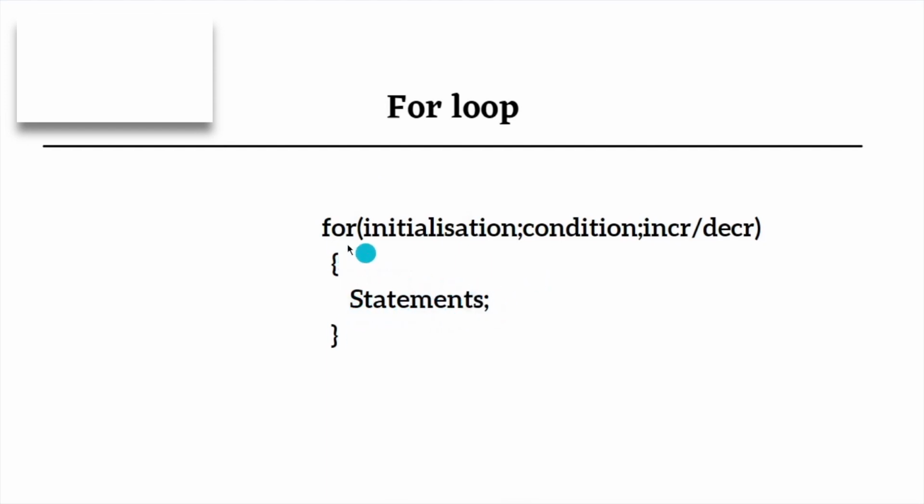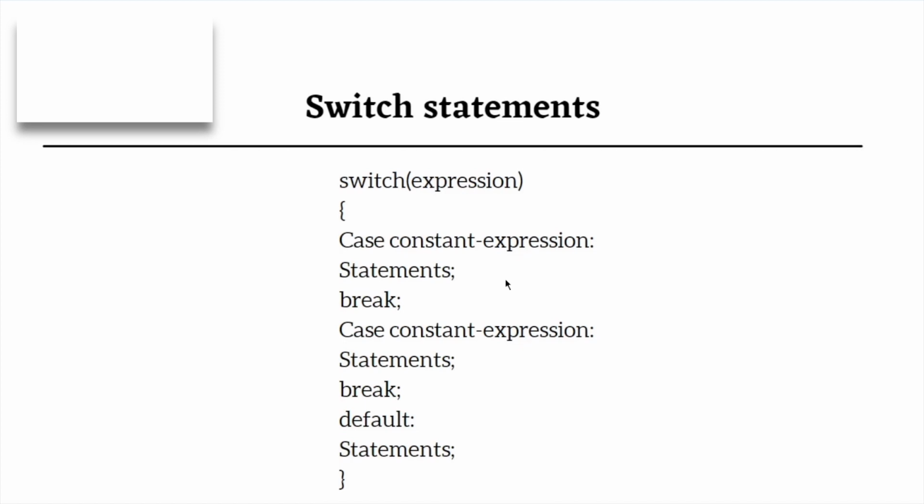So just remember this syntax: for, and inside the braces, we'll write an initialization. We will initialize, and we'll keep a condition, and we'll do an increment or decrement operation. Inside the for loop, we are going to write some statements. This is the most important loop. You have to remember this syntax, and it is also a very easy loop. You may be confused a little now, but while we are doing our practical, it will be very easy for you guys.